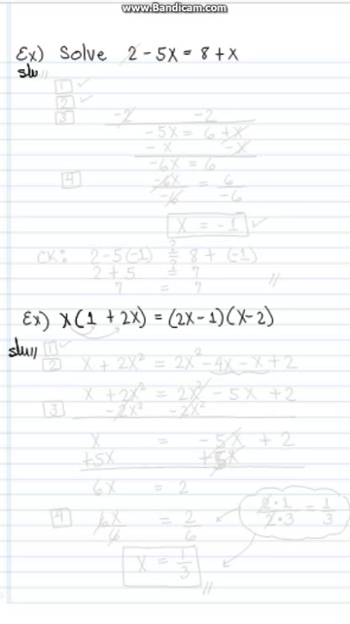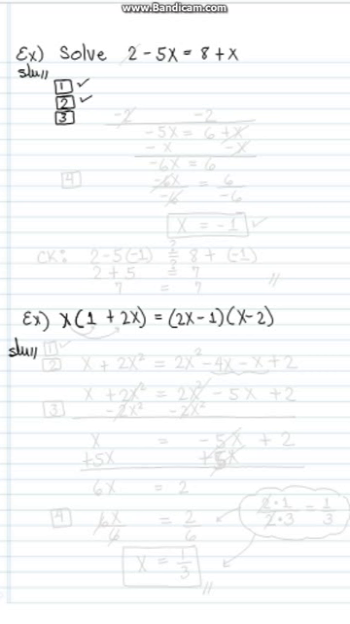If I go too fast, just pause the video and rewind it. We're going to solve first 2 minus 5x is equal to 8 plus x. Step 1, clear the fractions or the decimals. That's already finished. We don't have fractions or decimals. Step 2 is finished. We don't have to get rid of parentheses.